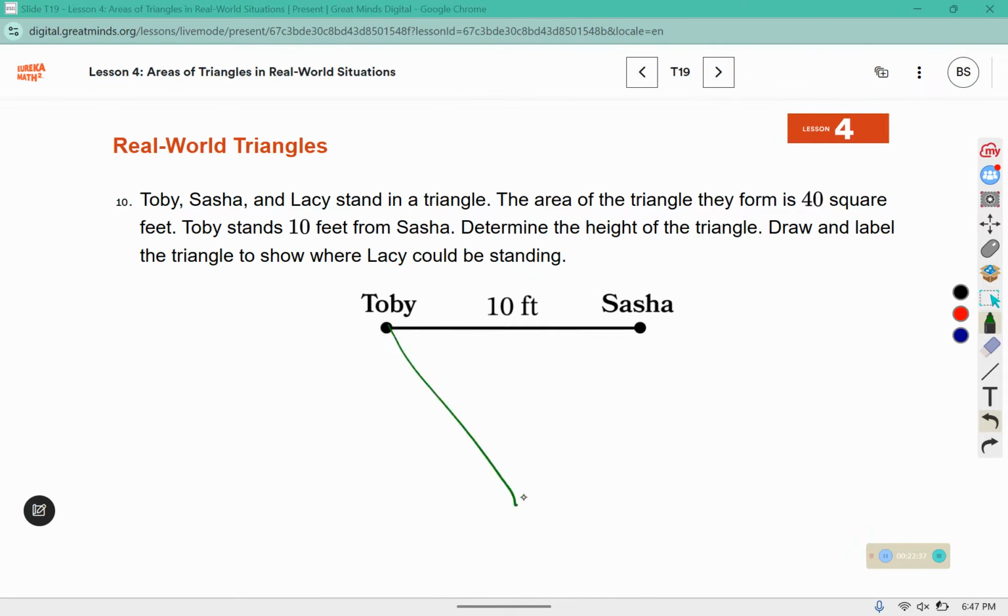She could also be standing 8 feet this direction. We could form our triangle in an upright manner or this direction.